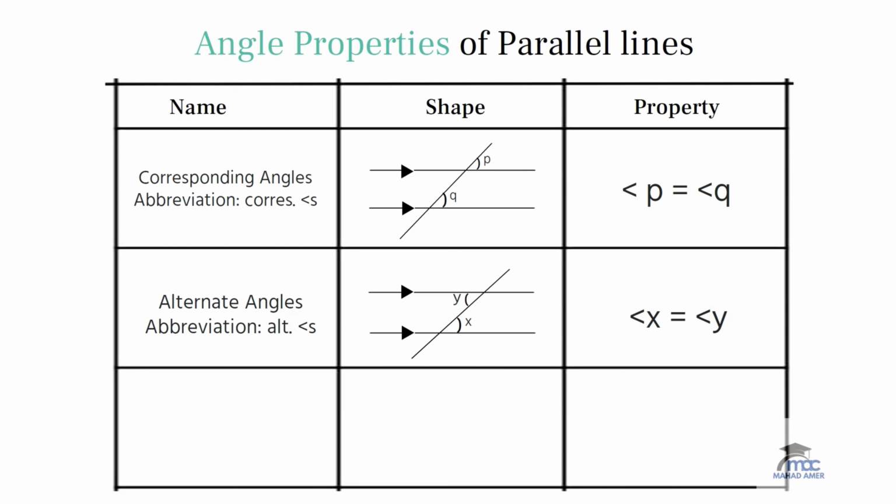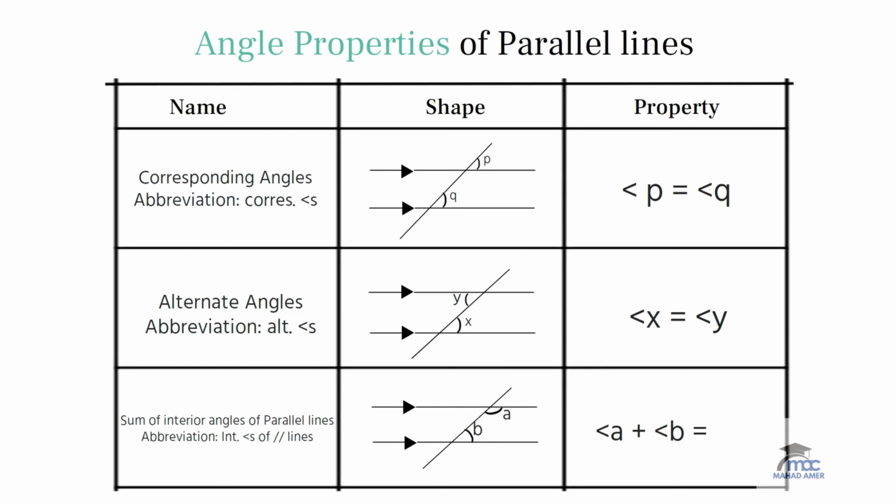Lastly, we need to remember that the sum of interior angles of parallel lines always sums up to 180. For example, in this case, A and B will add up to 180 degrees.